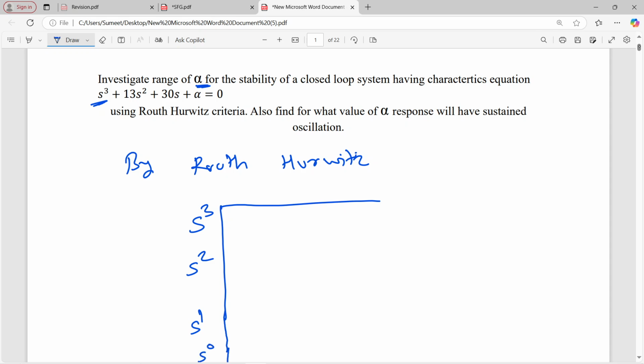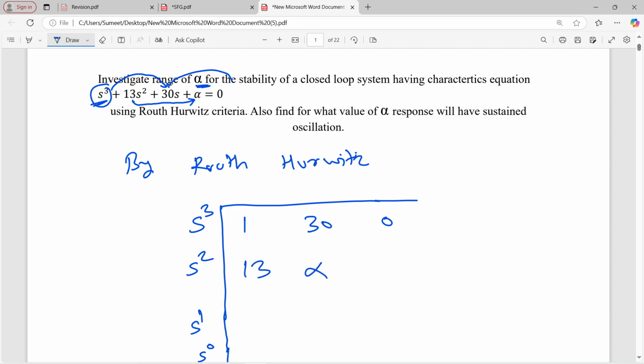Now we have to fill up this table, we have to take the coefficients. First you take this coefficient which is 1, then you take this coefficient which is 30. After that there is no term, so here it will be 0. Now next, to fill up the elements in s raised to power 2, take this element 13 and then again skip one element. After that next element is alpha, so 13 and alpha.